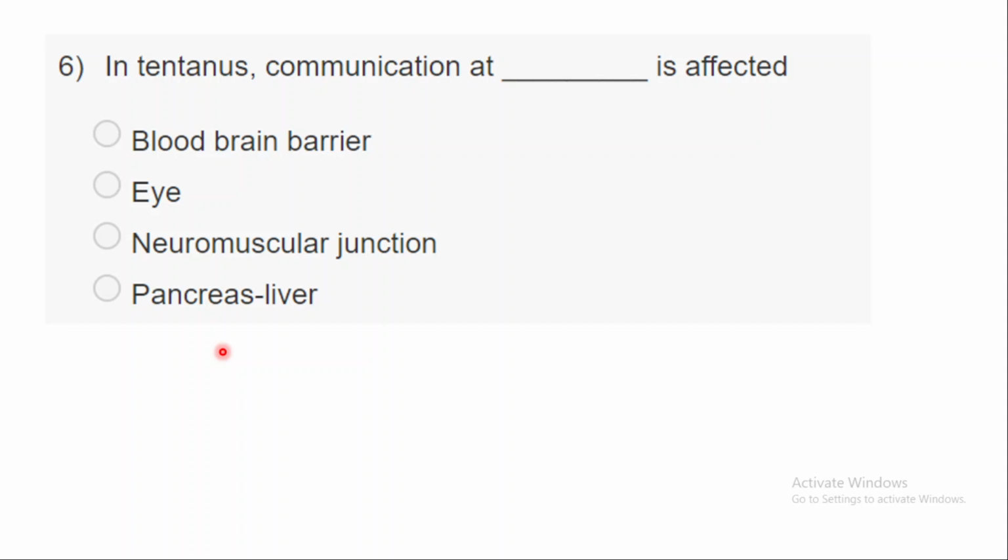Question number 6. In tetanus, sorry for the typo. In tetanus, communication at dash is affected. It's about the tetanus disease. Communication at dash is affected. Option A, blood brain barrier. Option B, eye. Option C, neuromuscular junction. Option D, pancreas or liver.